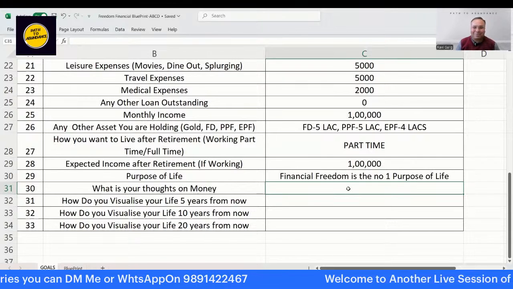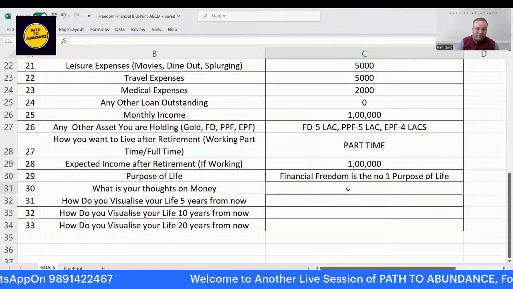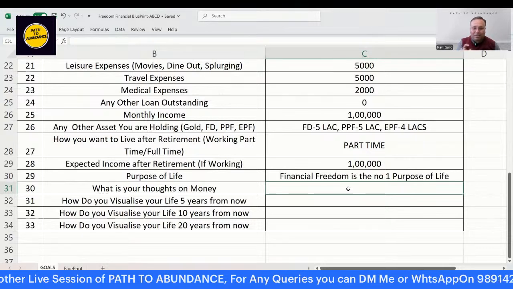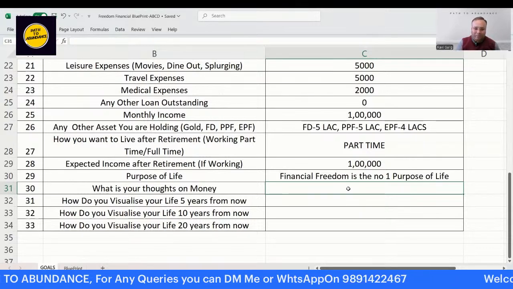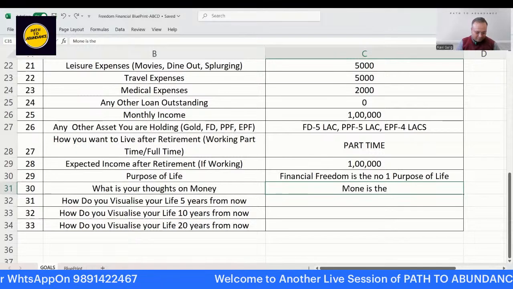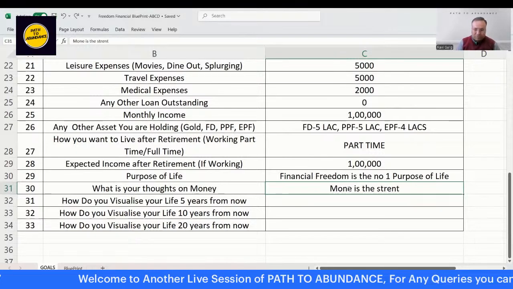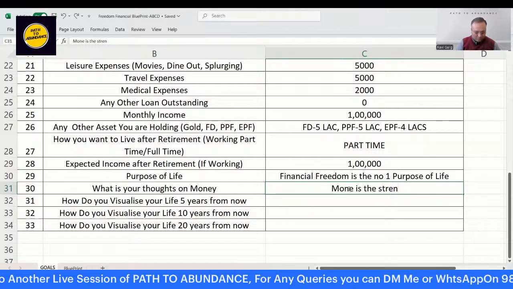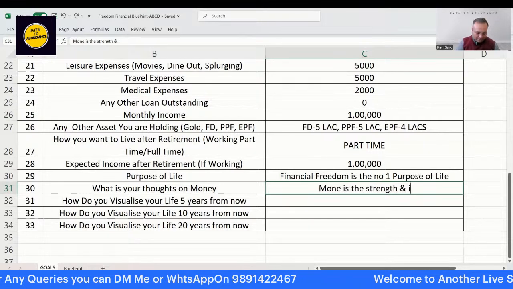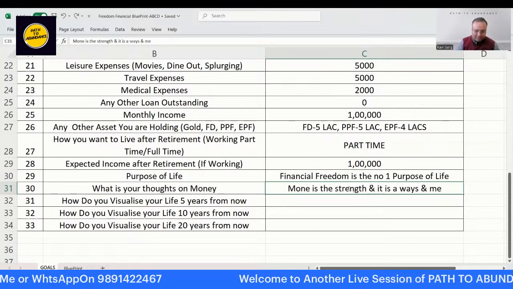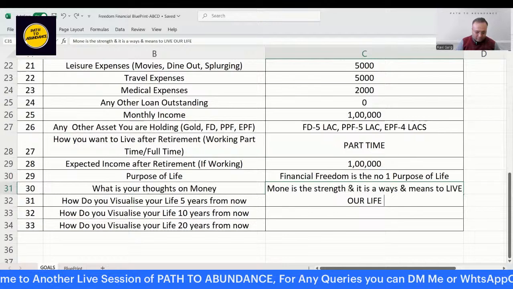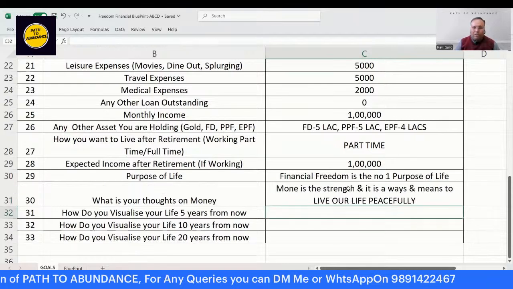क्या मैं ऐड कर सकता हूँ आपके भी यहाँ पे? So the thoughts on money will be that money is a store of value and money is the means through which we can plan our life in a better manner. Yes, money is the strength. Money is great. Absolutely. Right, Satish? Totally agree. Right, Ashwin? Thank you. Money is the strength, and it is a ways and means to live our life peacefully. Okay. Okay.